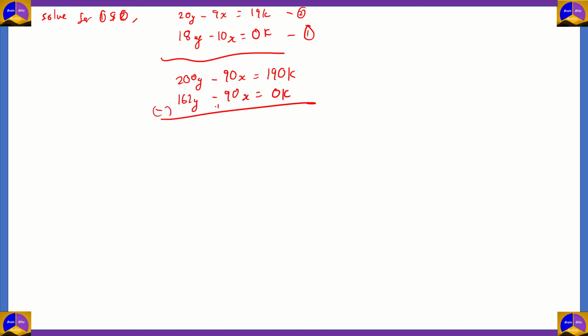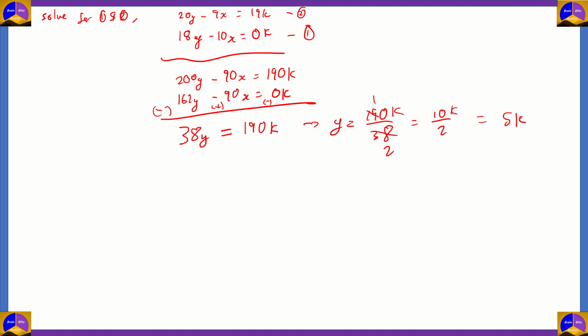So minus plus minus. 200 minus 162 gives you 38y. The x terms cancel each other out, and the right-hand side would still be 190k. So this means y equals 190 over 38. Now, if you know 19 times 2 is 38, we can simplify that. So what we get is 10 over 2k, which is equal to 5k. So the value of y is 5 crores.